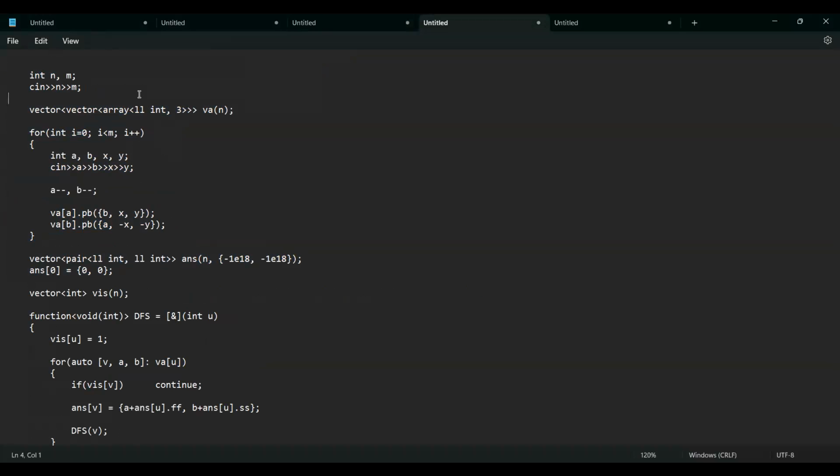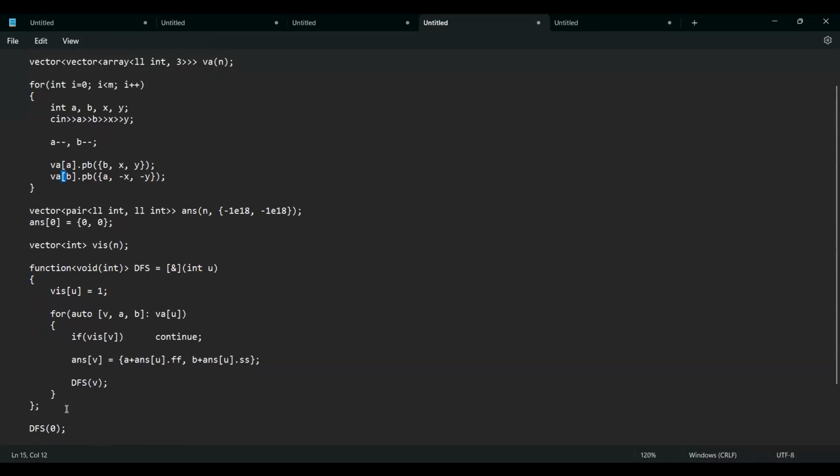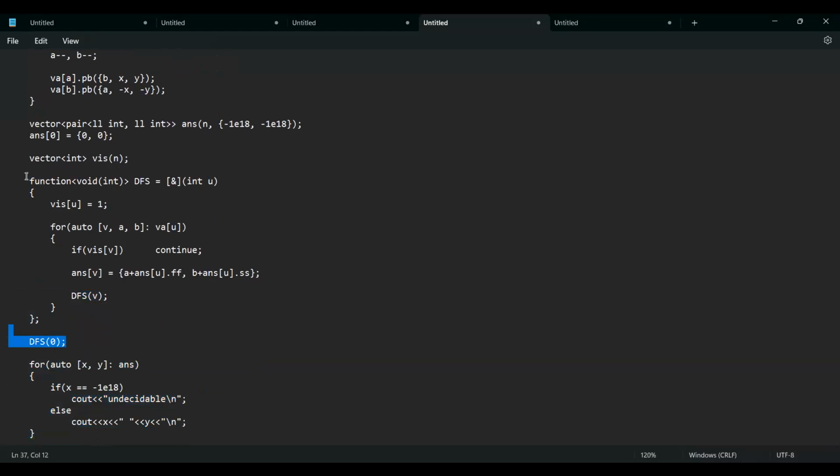So first, I'm taking all the values. From a person's perspective, the bth person is x units apart from the positive x-axis, and y units distant from the positive y-axis. Since the inputs a and b are given to me as one-indexed, I'm decreasing them by 1. Then I'm adding this edge: from a, b is x, y apart, and from b, a is minus x and minus y apart. Then I'm calling my DFS 0 function.